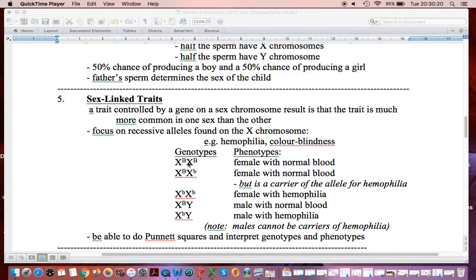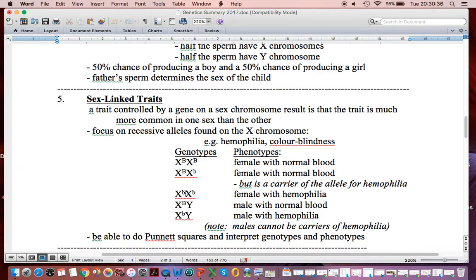One can be homozygous dominant, so they have normal blood. Here it's heterozygous, but they still have normal blood. But because they have the recessive gene, they're called a carrier. They can pass that gene forward. And for a female to have hemophilia, to be red-green colorblind, the female would have to have 2 recessive genes.